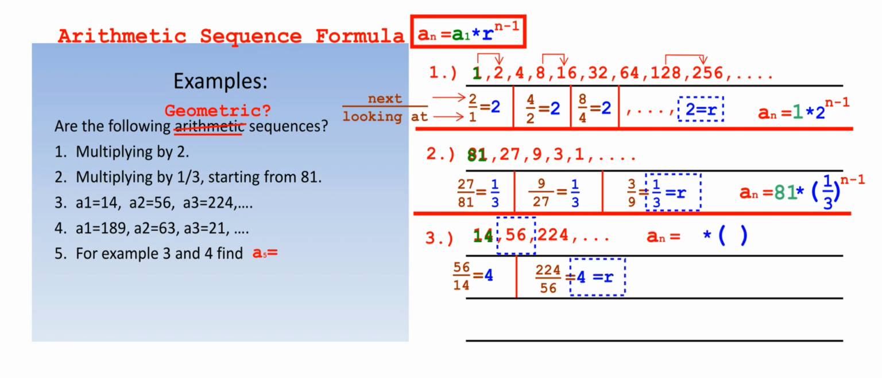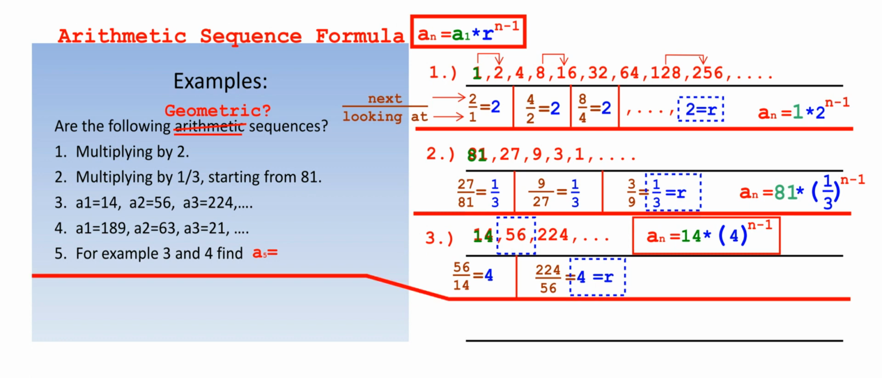So therefore, our formula becomes a sub n, okay, with our initial value of 14 times our common ratio of 4 raised to the power of n minus 1. And there it is. There's our formula. Okay. For example number 4, let me start over here on the left side to make it easier. Otherwise, it may not fit all the way.